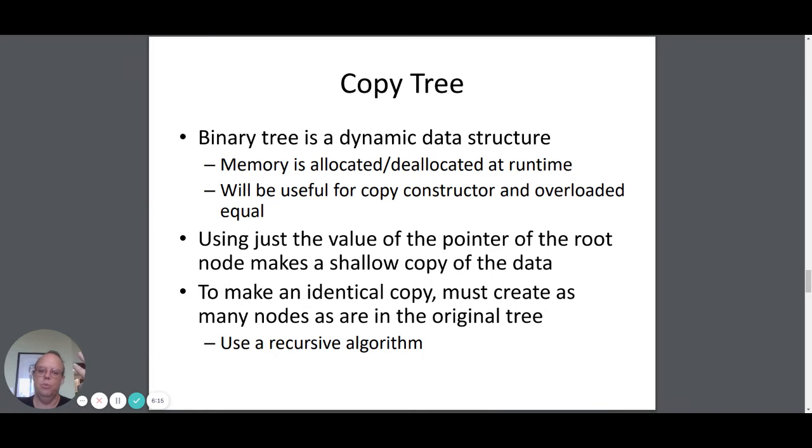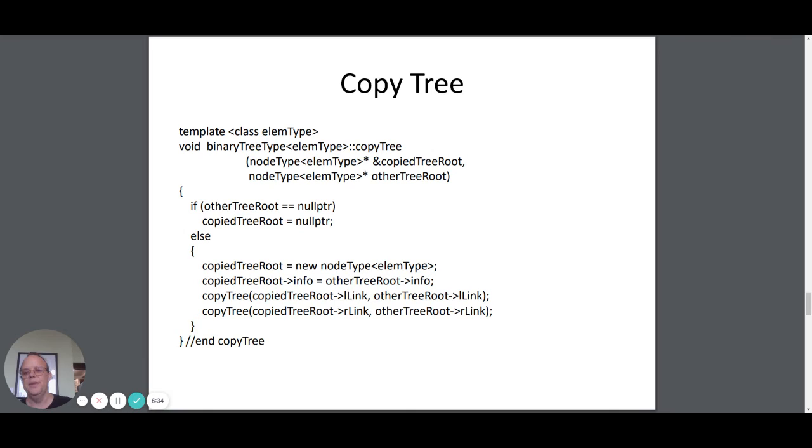Using just the value of the pointer of the root makes a shallow copy of the data, which is something we don't want because the copy points at the exact same thing. To make an identical copy, we need to create as many nodes as in the original tree and copy those over. And we can actually use a recursive algorithm for that. So let's look at copy tree.